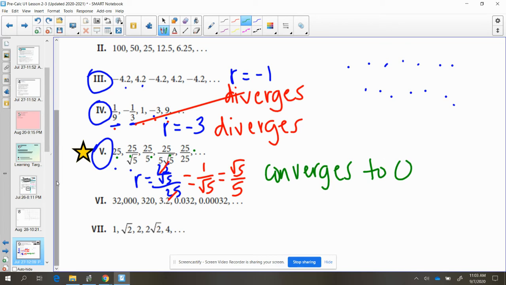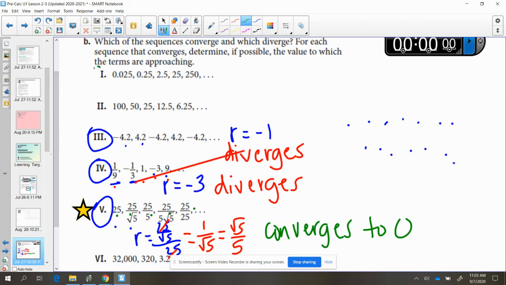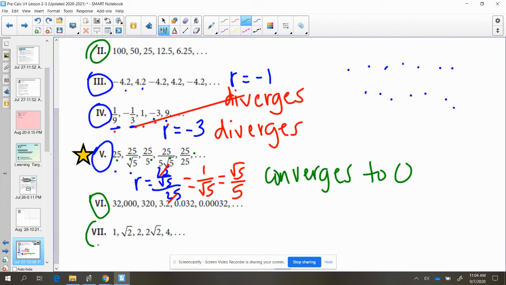Now on your own, take a moment to check out these remaining sequences, 1, 2, 6, and 7, and determine which of these converges, which of these diverges.